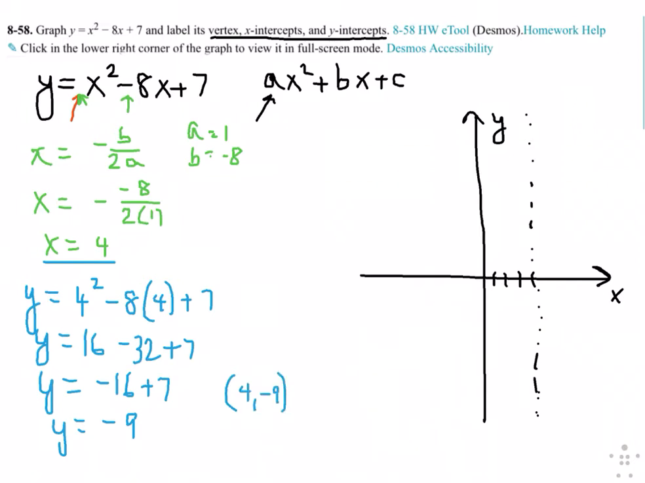So let's graph that: 1, 2, 3, 4, 5, 6, 7, 8, 9. That's negative 9. So there's the vertex, and it opens up. Let's see what else we know. If we want to find the x-intercepts, we can find the x value when y is 0. So if I put a 0 in for y, 0 equals x squared minus 8x plus 7.